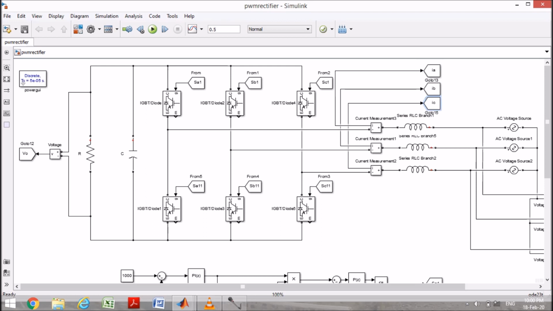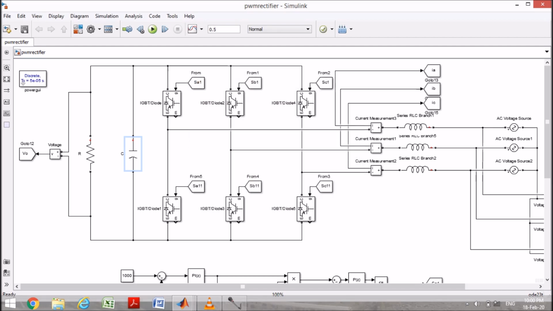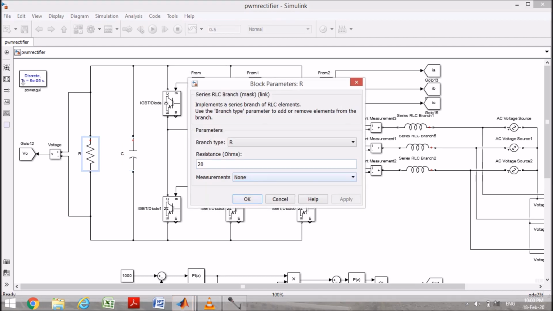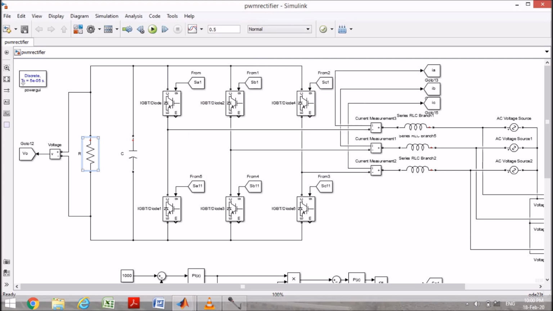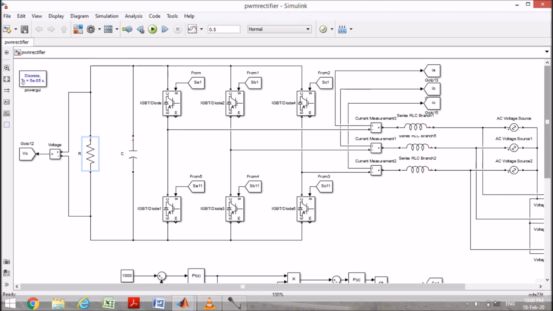I am measuring the currents, and these are IA, IB and IC, and I have used IGBTs here. The capacitance value I have taken is 3300 microfarad, and the resistance I have taken is 20. No matter how much you take this load resistance. Here I am measuring the output voltage, the voltage across this load.